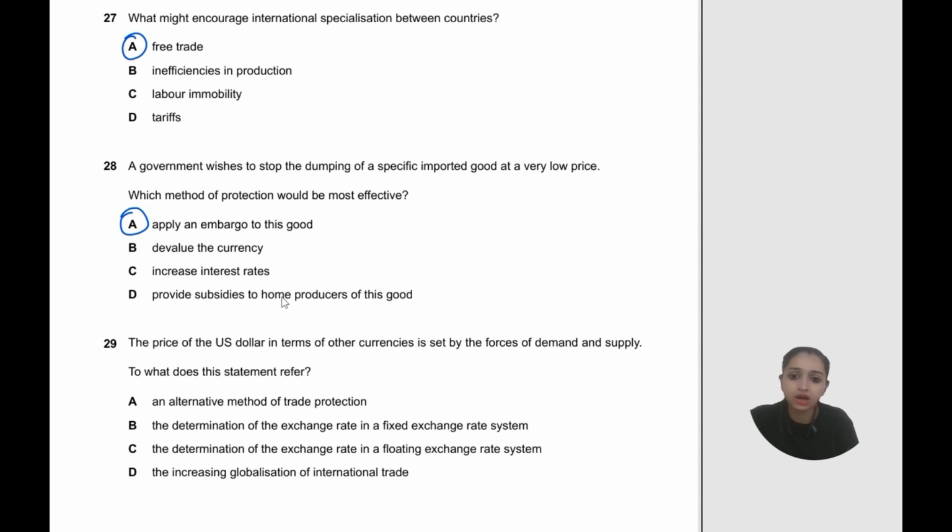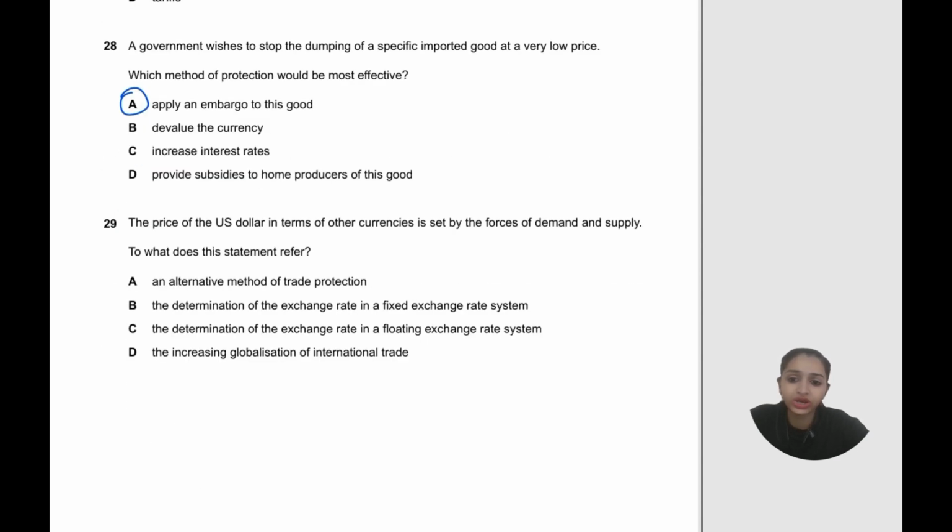A is the answer. Apply an embargo on this good and straight away restrict the entry of such goods in the economy. Next one, the 29th question.